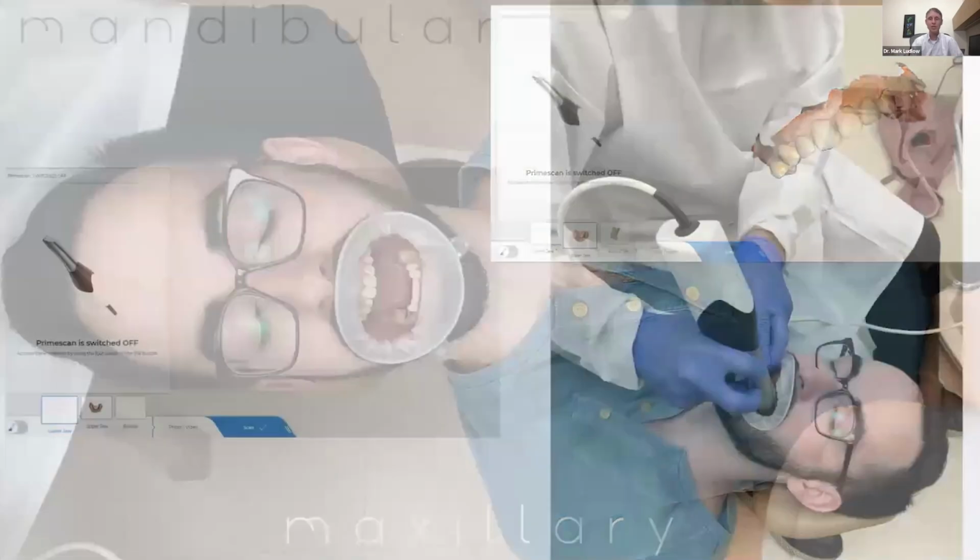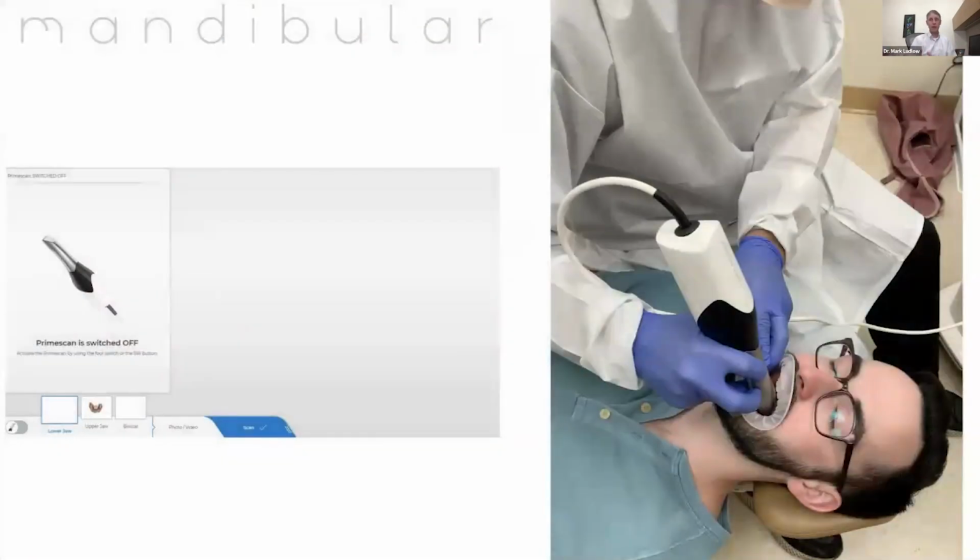Now, for the lower arch, you're going to go ahead and move. If we're right-handed like this, we're just going to be in about that 7 o'clock, 8 o'clock position. Same deal. Your patient's going to be here, you're right next to the patient, the scanner is right in front of you. You're going to follow that same pattern.